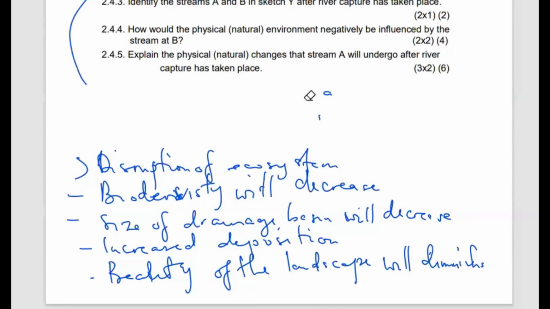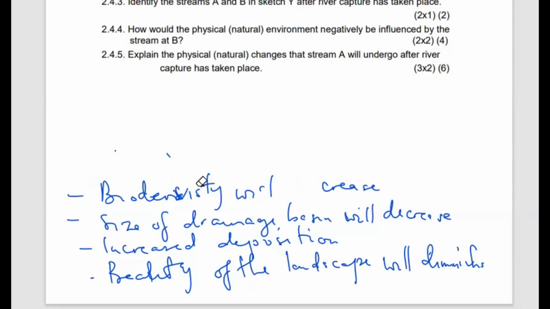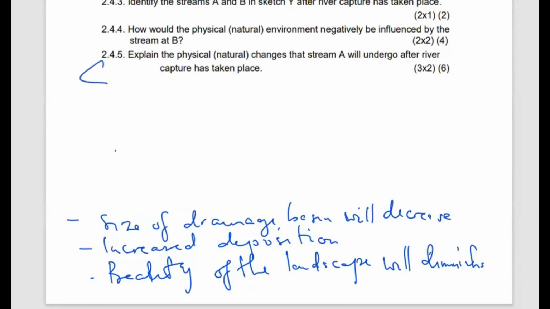Explain the physical or natural changes that stream A will undergo after river capture. We are looking at stream A, which has managed to capture the headwaters of the other stream. What is going to happen? What are the changes, the physical changes that are going to happen to that stream which has taken or which has robbed water from the other stream? What are the changes that are going to happen to that particular stream? The physical changes, right? The first physical change, which is definite, is volume of water will increase.